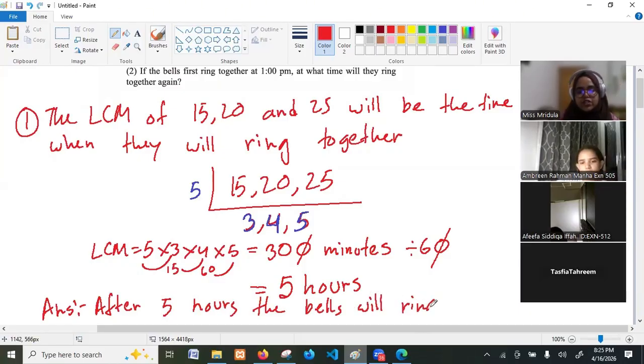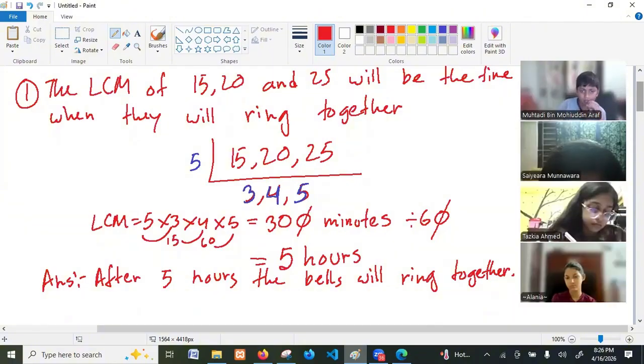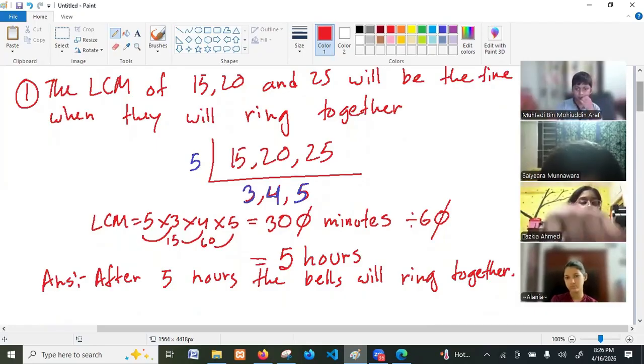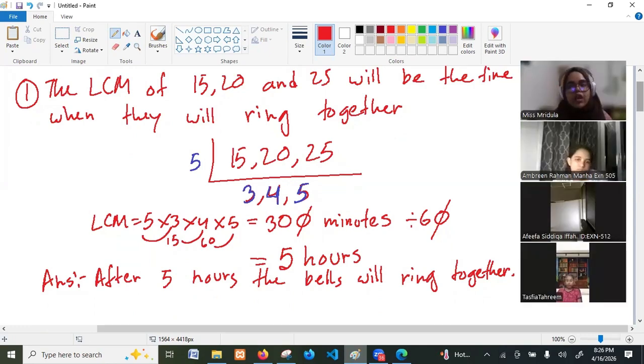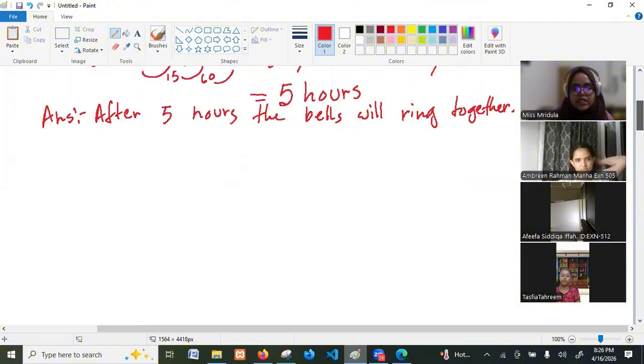Why am I writing T first? I guess nobody has the problem. I just converted the minutes into hours because in the second part, we need hours. Okay, that's why beforehand, I just converted it. So after 5 hours, they will be ringing together. This much is done. Okay, so we got to know that after 300 minutes or 5 hours, we can hear the rings together. Okay, let's remember that it is 5 hours.